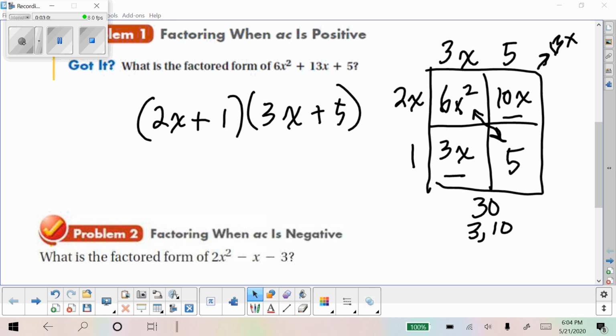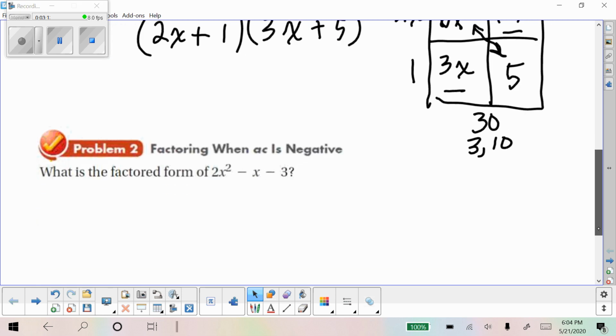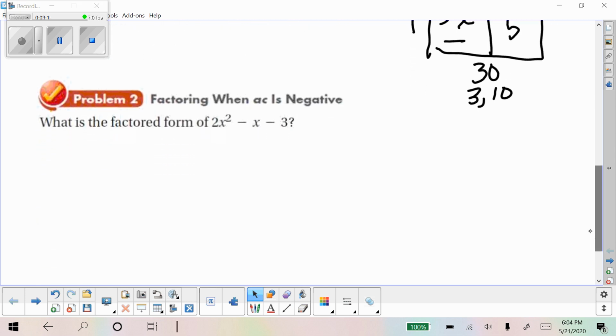So I hope that went well for you, that you figured out the puzzle. Now, when you have a negative, everything is the same, you just have to involve that negative, and I'll show you how that'll work out for us here.